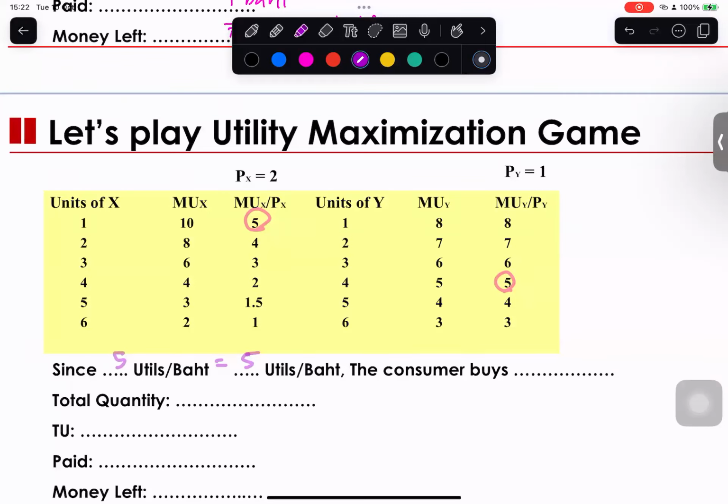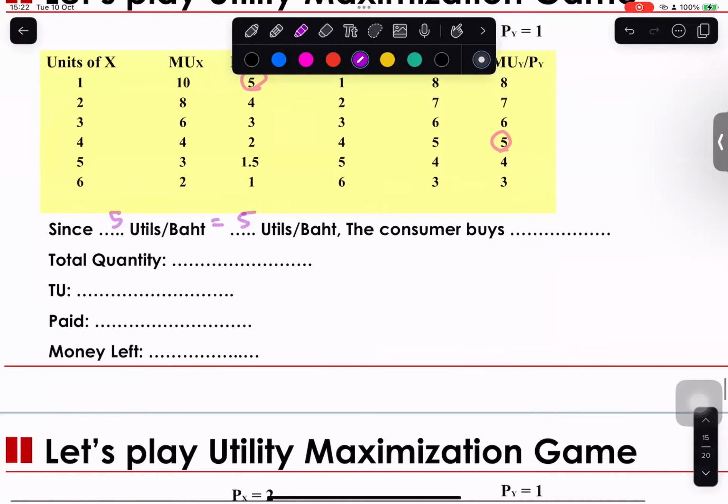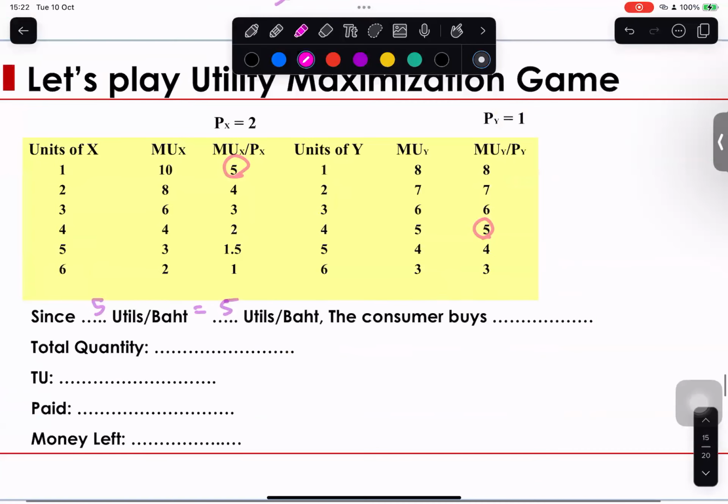Check money first, how much left? 6. Whoa, money is enough. Let's buy both then. Buy 1X and buy 1Y since both generate the same MU over P. So he will buy first unit of good X plus the 4th unit of good Y.